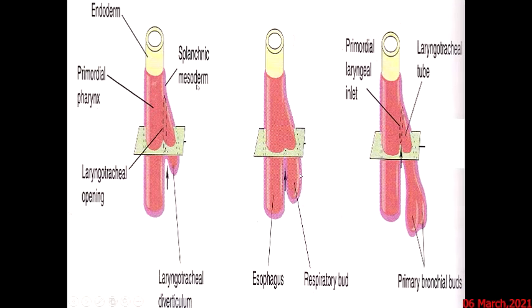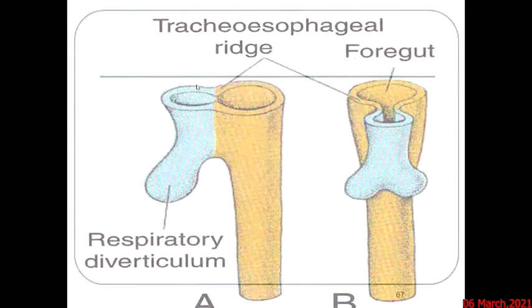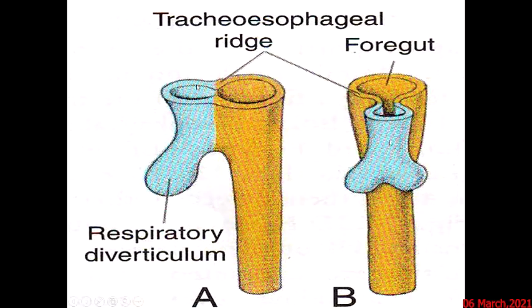So this is the respiratory bud. The upper part develops into the larynx and trachea. Then what will happen to the lower part? The lower part will divide into two. Again, the cranial part of the respiratory diverticulum differentiates into the larynx and trachea. We can call this place the laryngotracheal tube, just here, and the caudal part will divide into two.